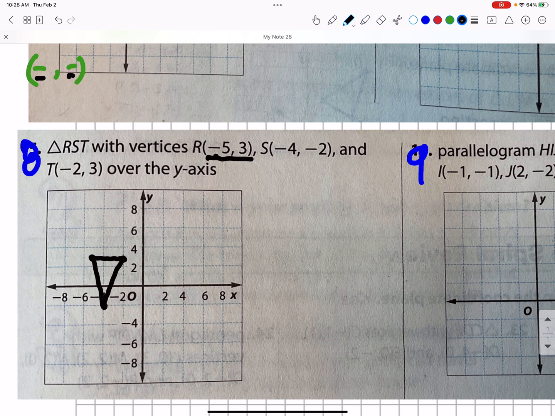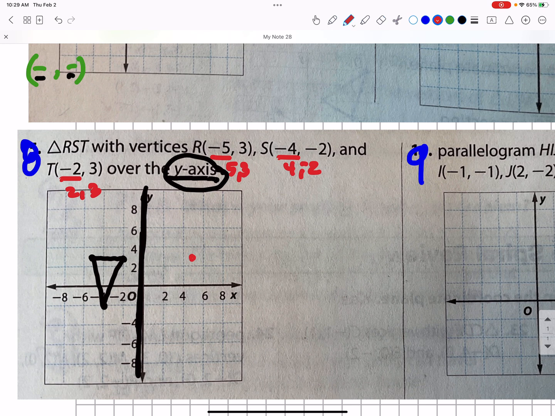If I flip this over the y-axis, I need to know the shortcut. I could count spaces to the y-axis, which is this line right here. I'm going to use that as the mirror. But if I'm using the y-axis as the mirror, I just go through and switch all the x's. So instead of -5, 3, I have 5, 3, and 4, -2, and 2, 3. And if I graph those spots, there's where my triangle flips to.